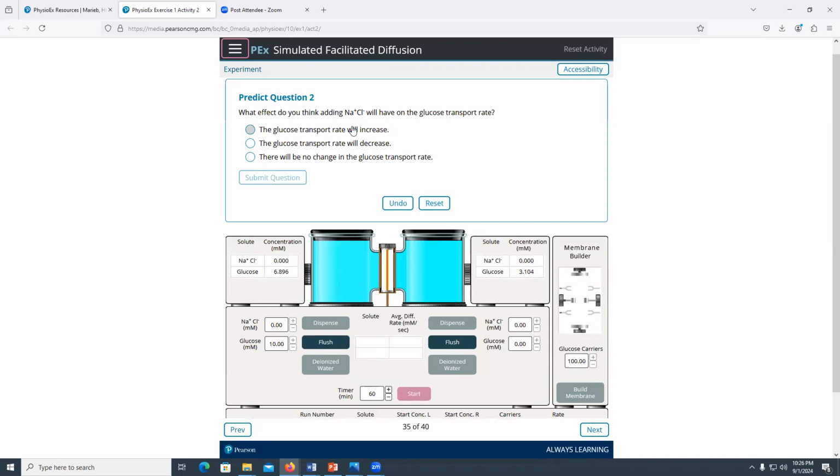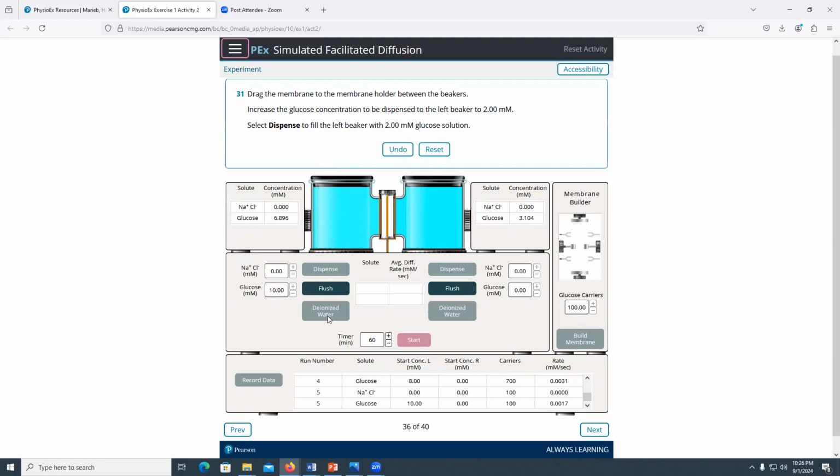Sodium has nothing to do with the transport of glucose. Sodium chloride does not influence glucose transport. Sodium is being transported by its own sodium channels and chloride by its own chloride channels. And both are dependent on the process of diffusion. So there will be no change in glucose transport rate, definitely. So now let's experiment with that. Let's flush everything, clean everything up, and drag the membrane to the membrane holder between the beakers.